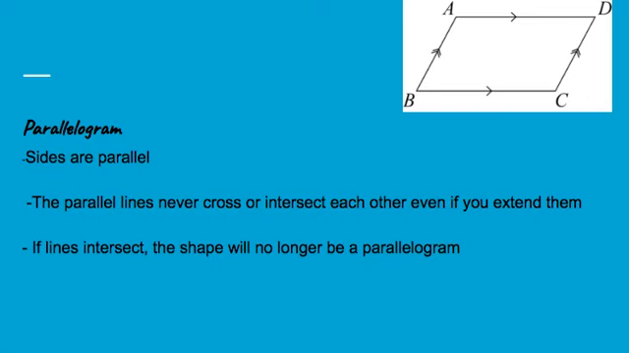Last but not least, we have the parallelogram. The parallelogram is another geometric shape which has opposite sides that are parallel. The key property of a parallelogram is that the parallel sides never cross or intersect with each other. Even if you extend the lines, they will never intersect or cross. So if the lines do cross, it will no longer be considered a parallelogram. For example, a triangle will never be a parallelogram because its lines would eventually cross.